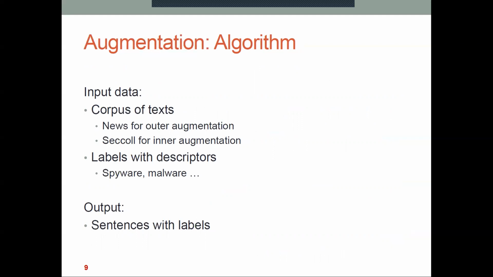Okay, the augmentation algorithm. As input we have some corpus of text and labels with descriptors. In our case we have two labels, hacker and virus, and rules written by persons, with descriptors like hacker, hacker group, and others like spyware, malware for viruses. And on output we will have labeled sentences.